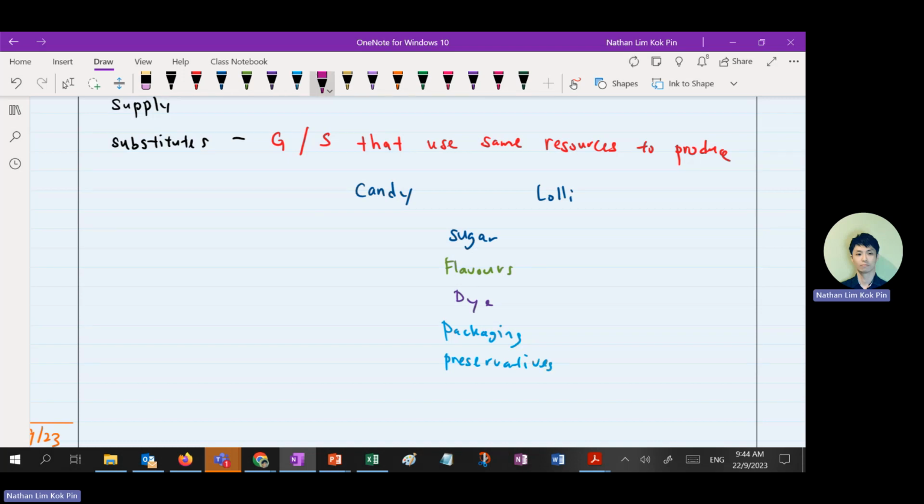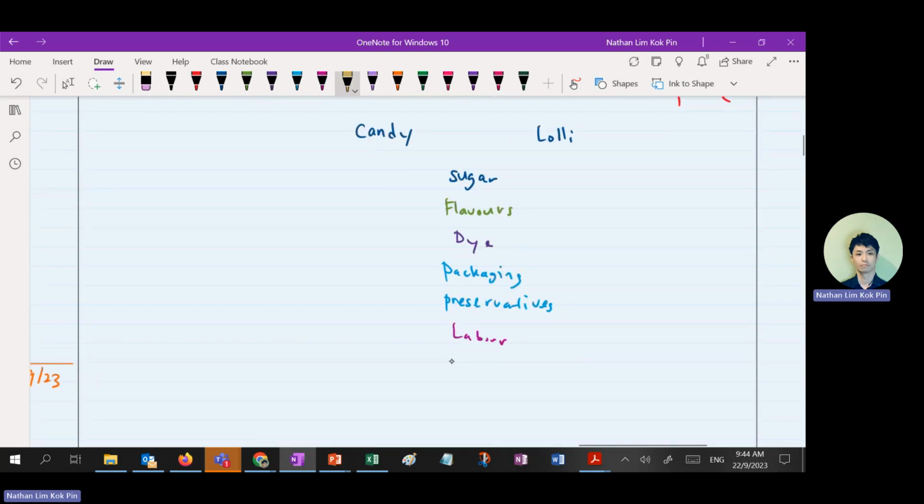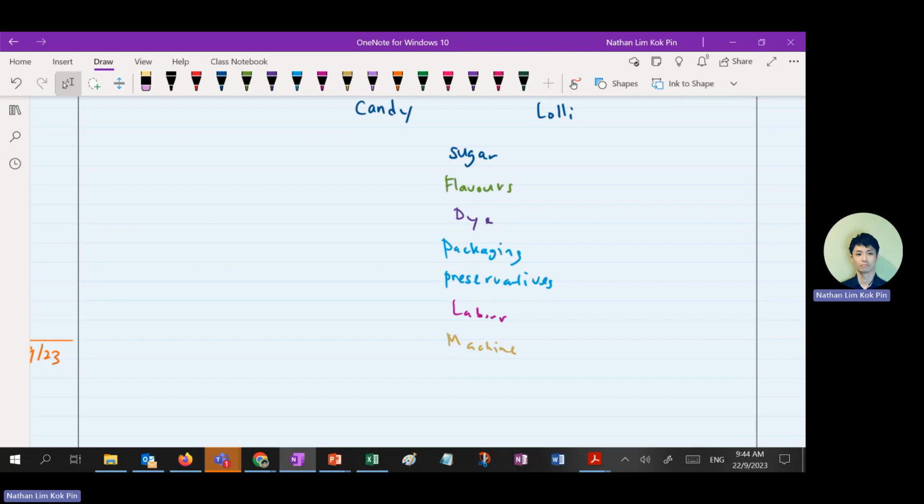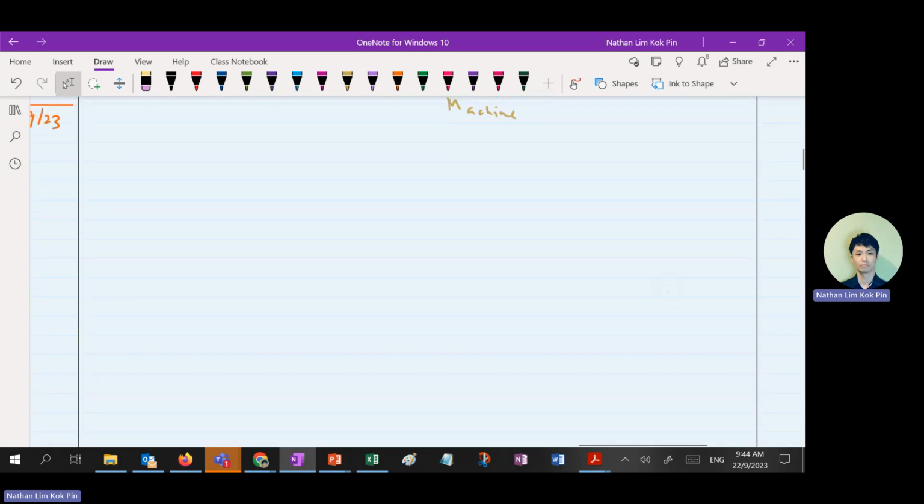They use the same label. They might use the same machine. Make sense? All these are using the same resources to produce. Very important, this concept. Take note, because some goods and services on the producer side are not necessarily substitutes in terms of consumption, but they are using the same resources.